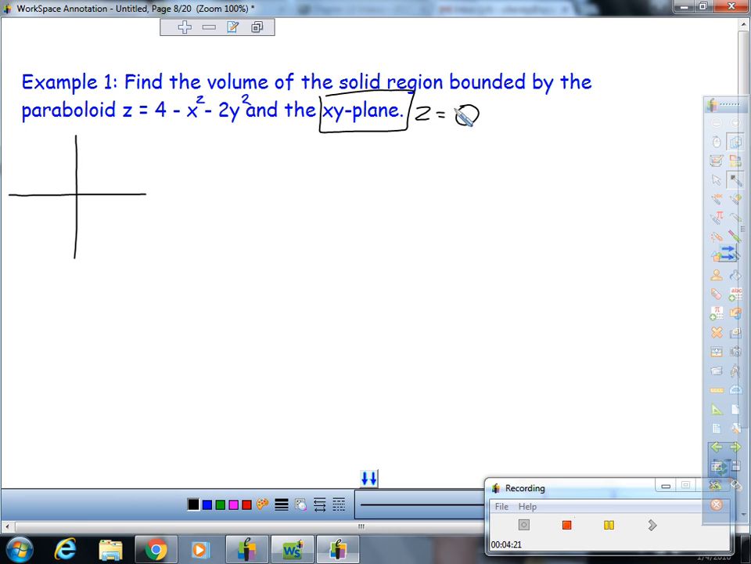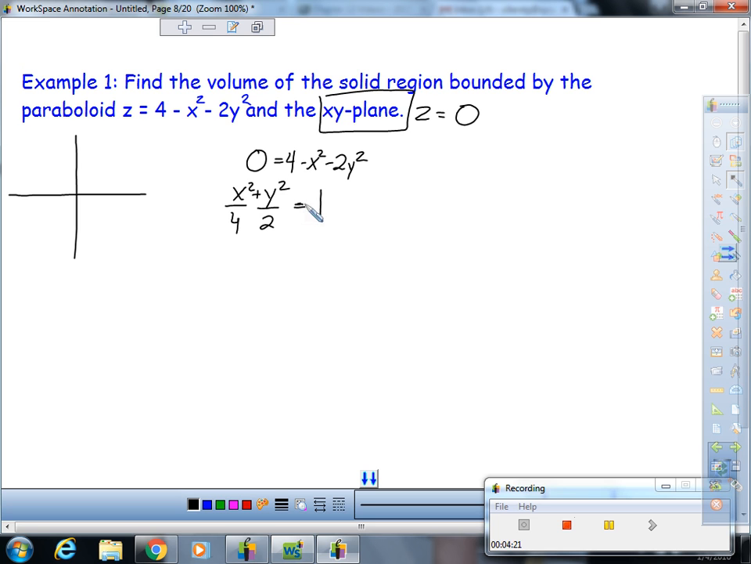So what we have to do is get an idea of what this is going to look like. We take a level curve at z equals 0. Setting z equal to 0, we get 0 equals 4 minus x squared minus 2y squared. So you get x squared over 4 plus y squared over 2 is equal to 1. I just moved a bunch of stuff and divided by 4.